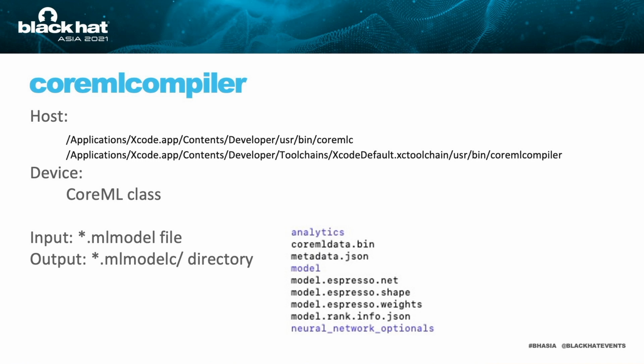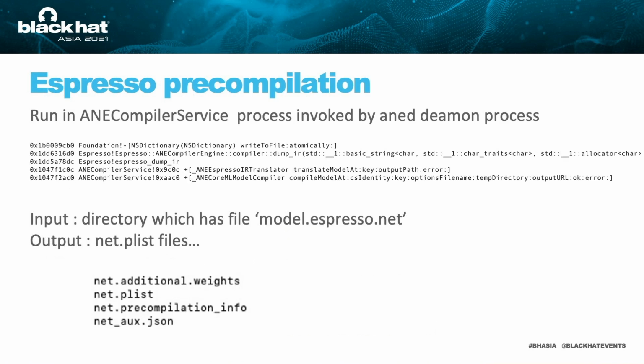The slide also shows the files contained in the general ML model C folder. The ML model file can also contain multiple machine learning models. If this ML model file needs to be executed by ANE, the app will communicate with the ANED daemon and provide file information under the ML model C folder.